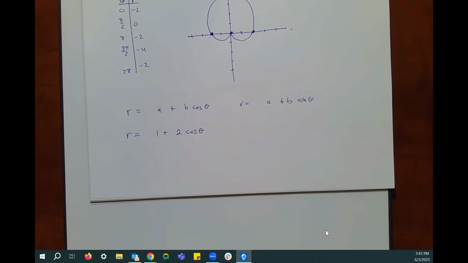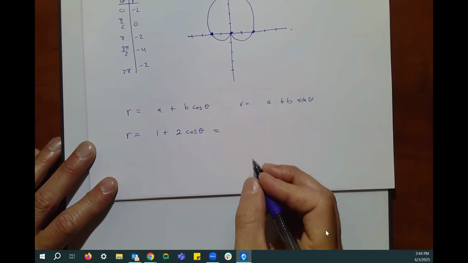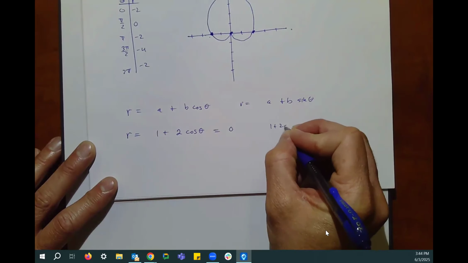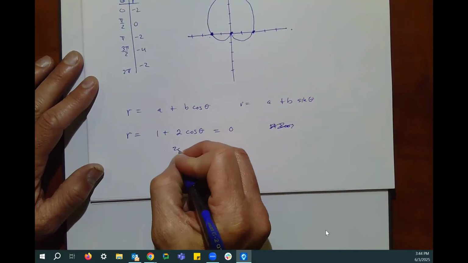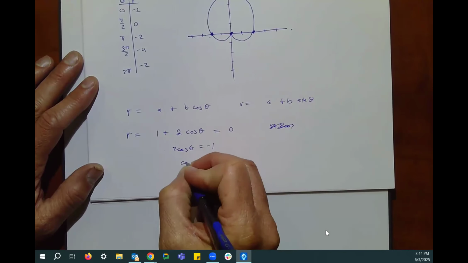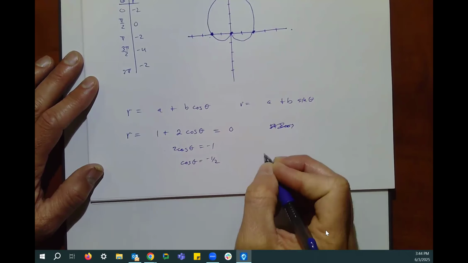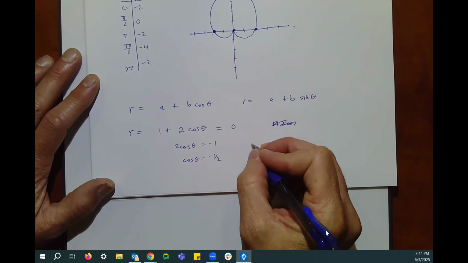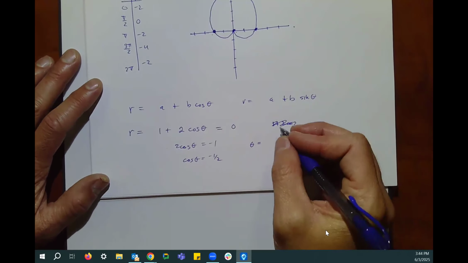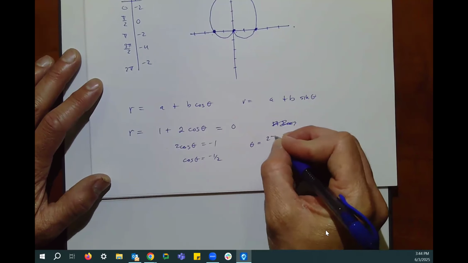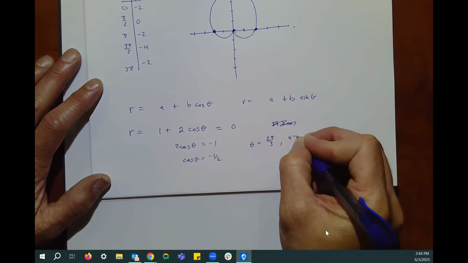If I set this equal to 0, there's more than one solution on the interval from 0 to 2 pi. So I set this equal to 0: 1 plus 2 cosine theta. Why am I writing the same thing again? That's really smart. 2 cosine theta equals -1. Cosine theta equals -1/2. And the angles that satisfy that are going to be theta equal to what? 2 pi over 3 and 4 pi over 3.